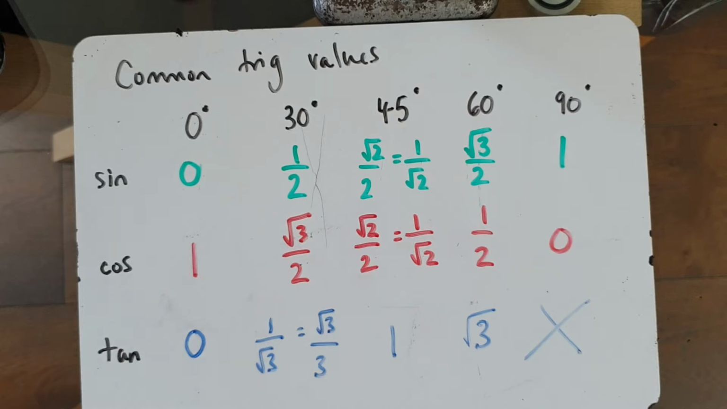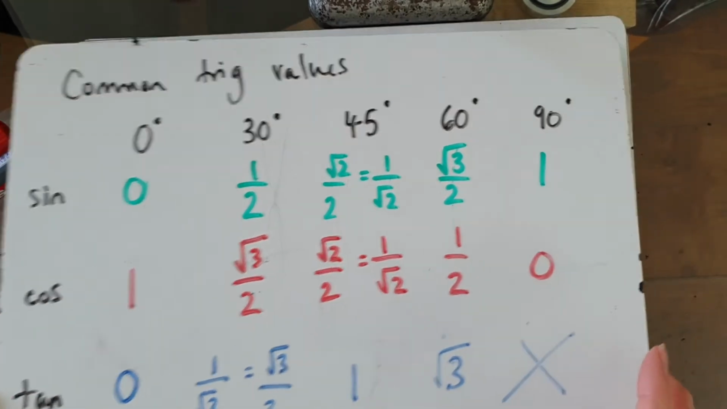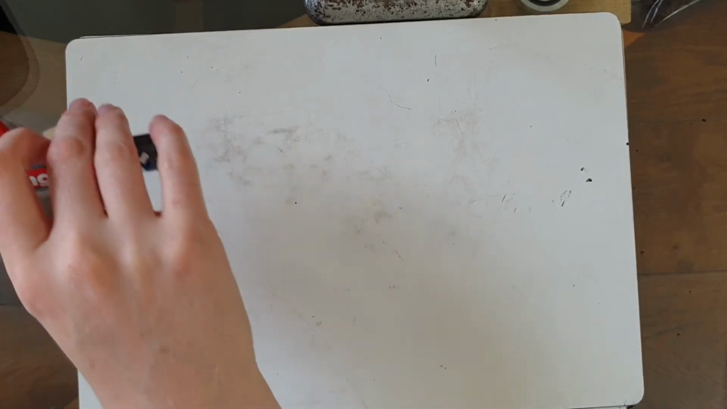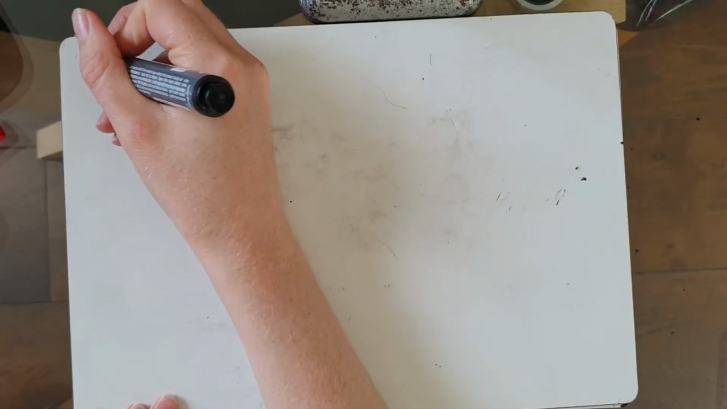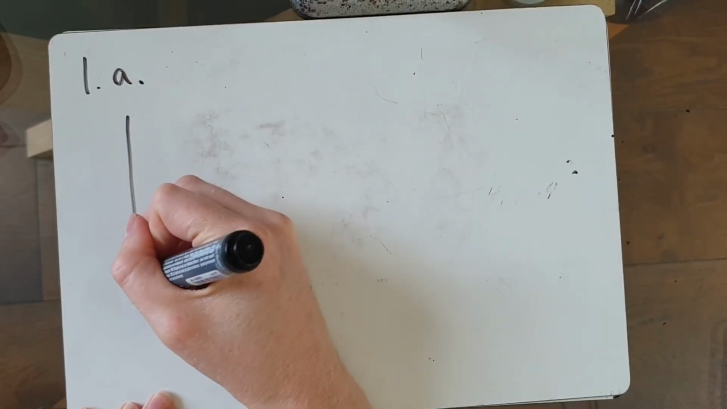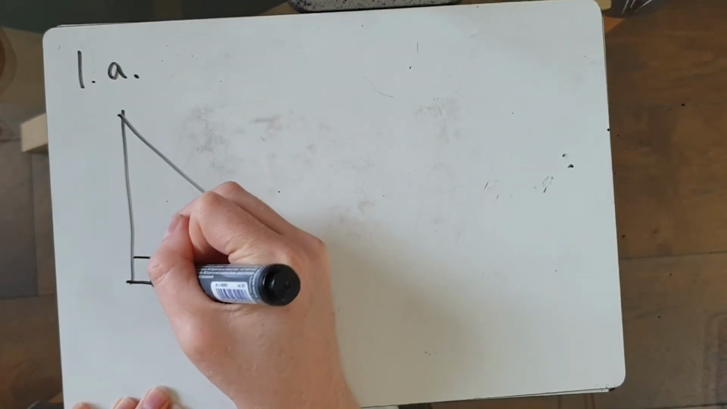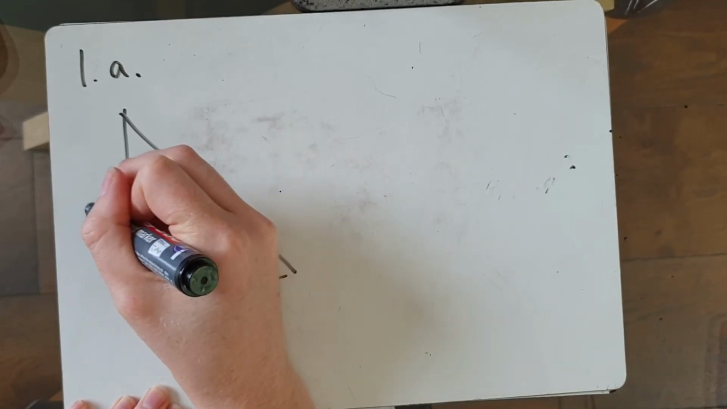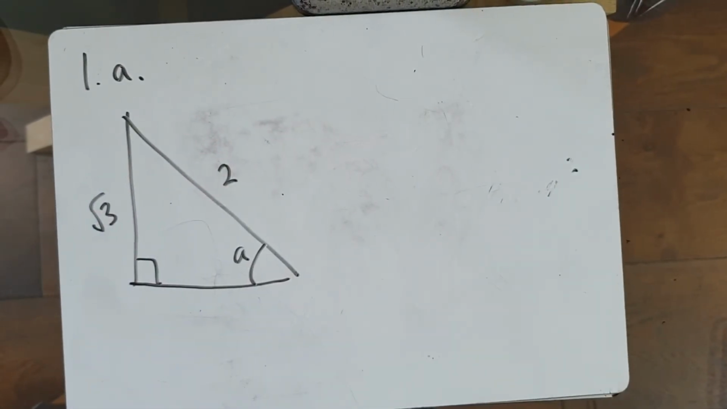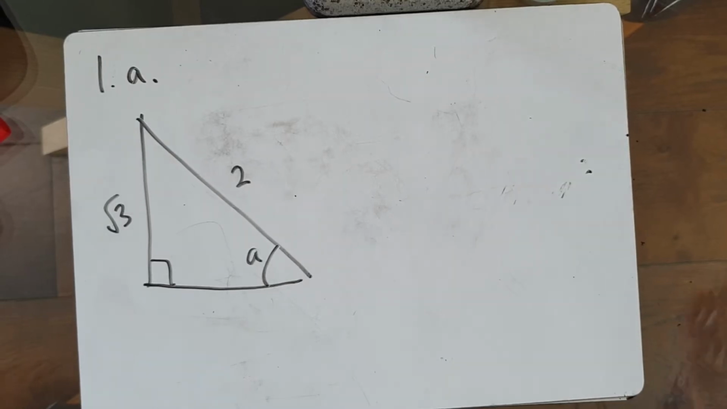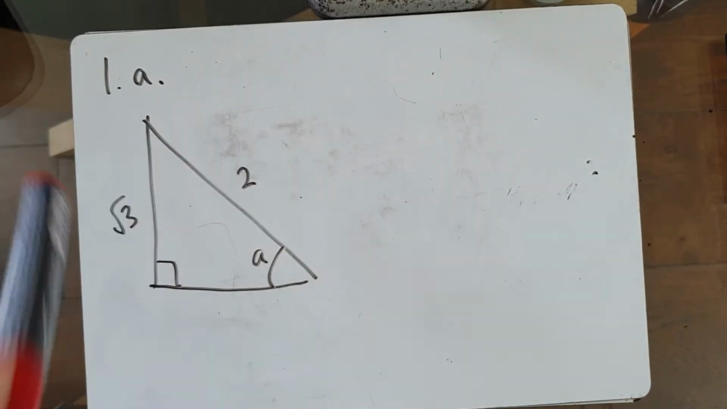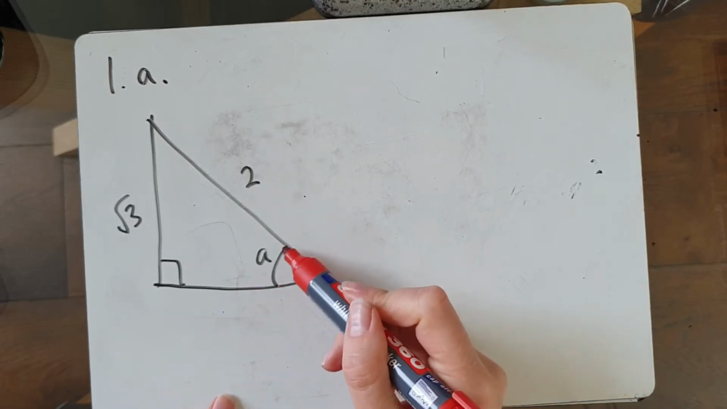Okay, so the worksheet that I've uploaded called Common Trig Values, I'm now going to go through question 1A and 1B with you to show you how to do these, and then you're going to do the rest of the questions. So, question 1A. Sorry, it doesn't say use your calculator. Don't use your calculator. It says, without using your calculator, find the size of the angles marked with letters.